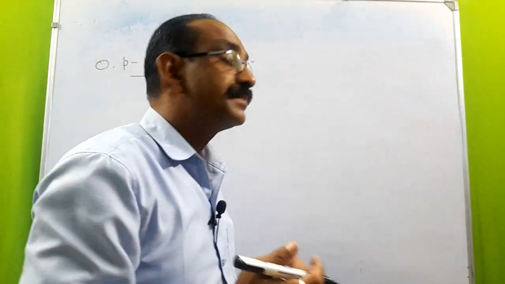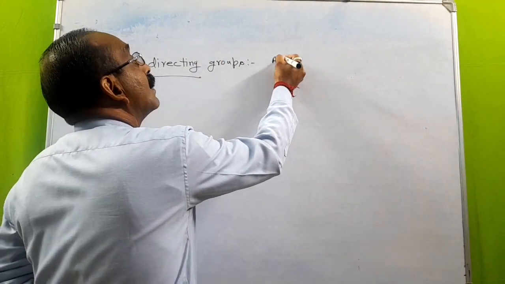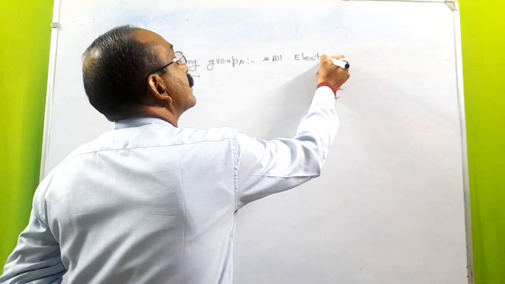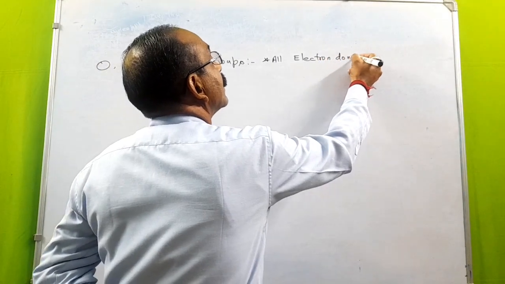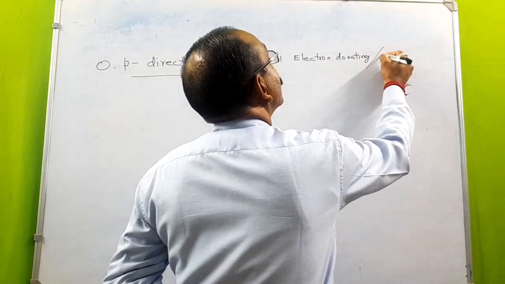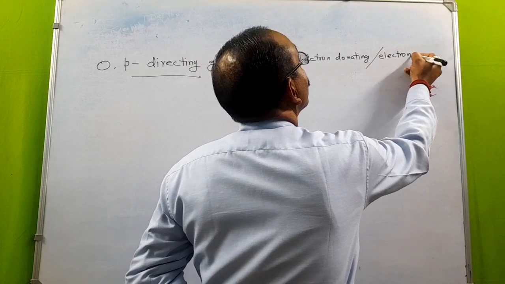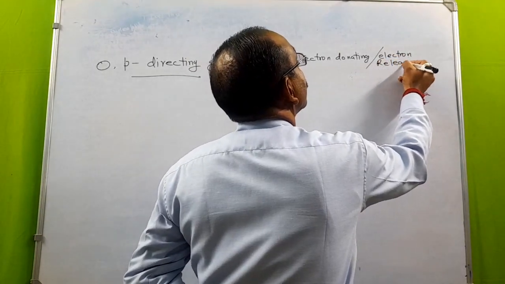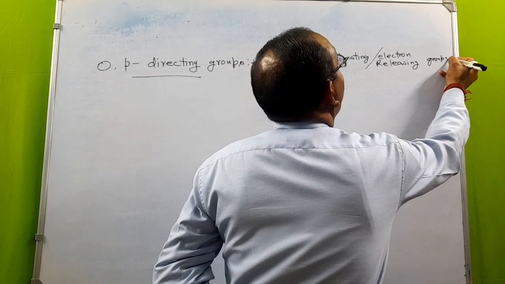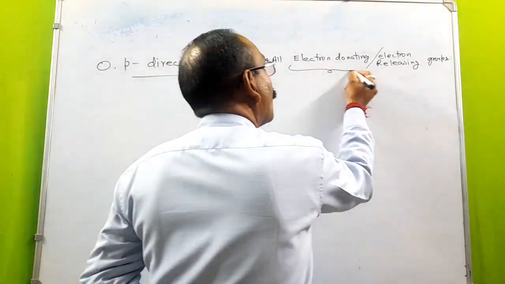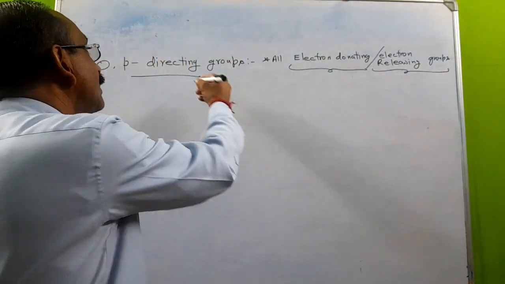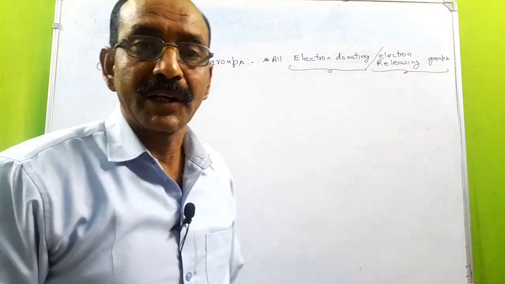Remember that here all electron donating, or you may write all electron releasing groups. All electron donating or electron releasing groups are examples of the ortho-para directing groups.